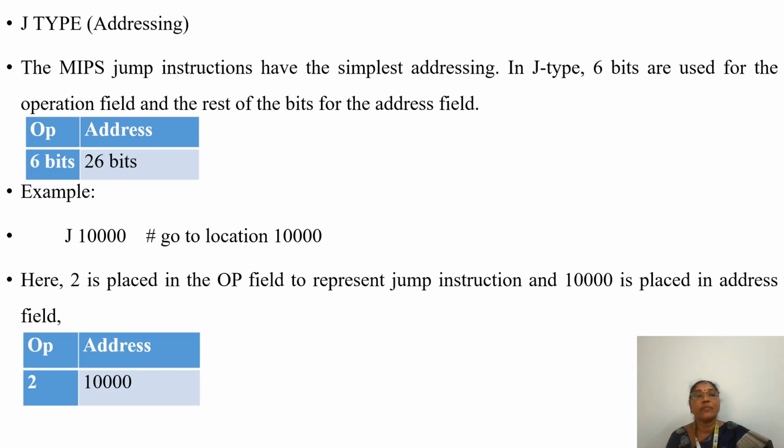Similarly, for the J type, 6 bits are used for the opcode, and the remaining 26 bits represent the address. For example, J 10,000: here the opcode value is 2, and the address bits are represented here.